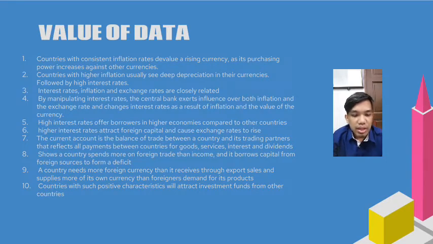It shows a country spends more on foreign trade than its income, and it borrows capital from foreign sources to form a deficit. A country needs more foreign currency, then it uses it to export, sell, and supply more of its currency than foreigners demand for its products. A country with a positive characteristic will attract investment funds from other countries.